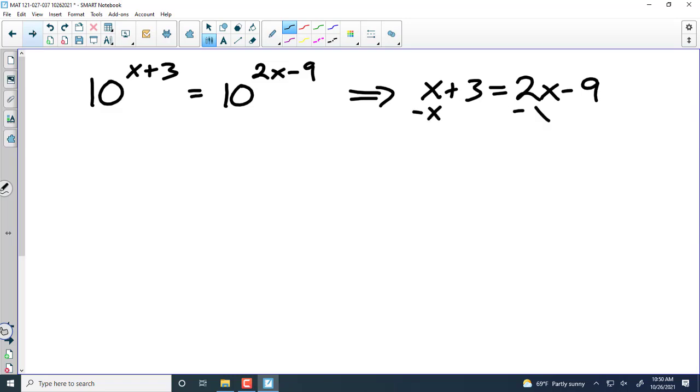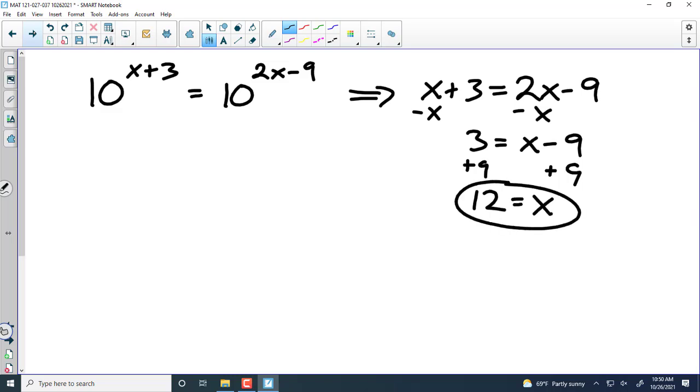Subtract an x from both sides. Add a 9 to both sides. And we get x equals 12. The problem on the right there is just like what we've been doing when you first learned how to solve for x. This is like a beginning solving for x problem.